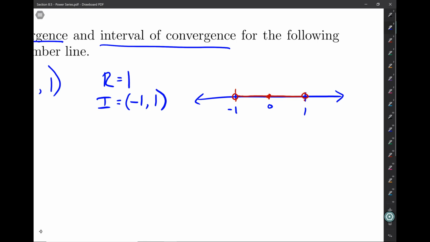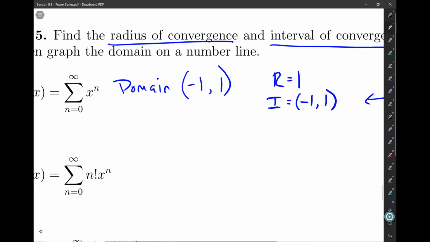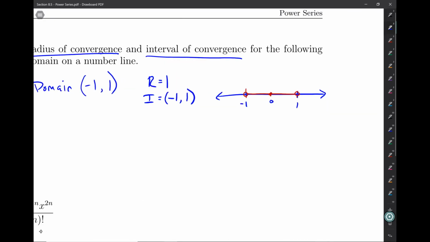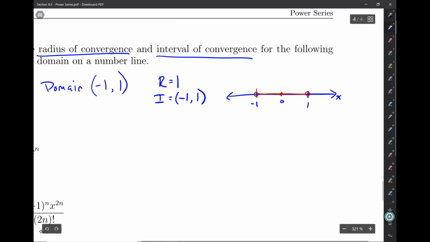Because if you go from a center out a certain amount, we call that a radius, and we should end up with some sort of an interval. The actual boundary points, we do actually have to check. I do want to label this particular number line. Our variable is x, and so this is a number line for x's.